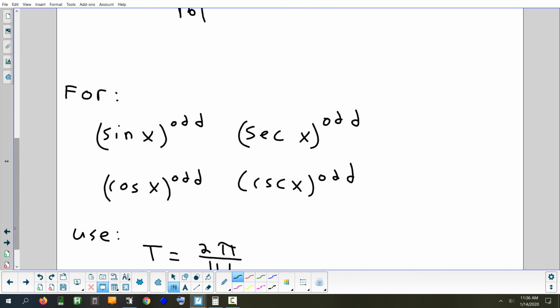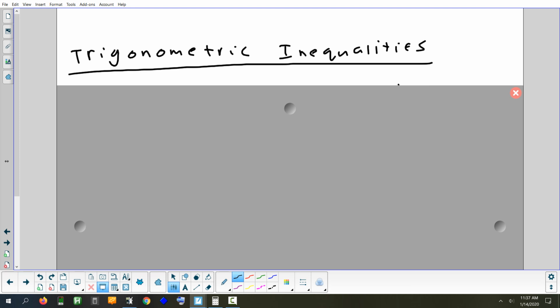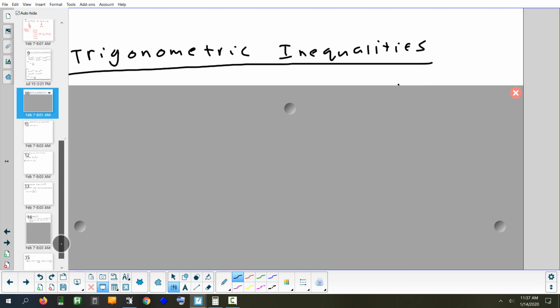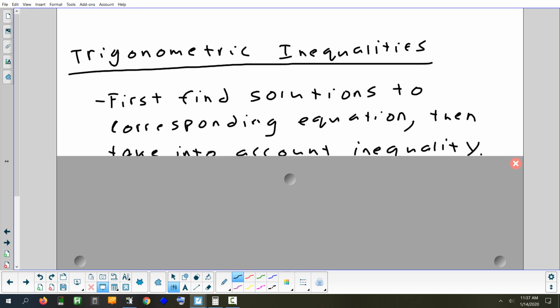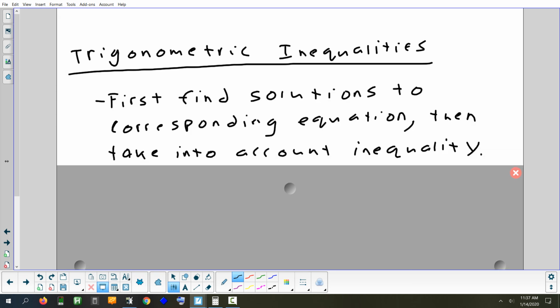So I just gave you guys the summary. All right, let's look at a couple inequalities, and that'll be it. So with an inequality, you're doing it the same way. The only difference is your answer is an interval. It's not going to be like x equals 0.4 plus 2 pi n. It's going to be an interval.